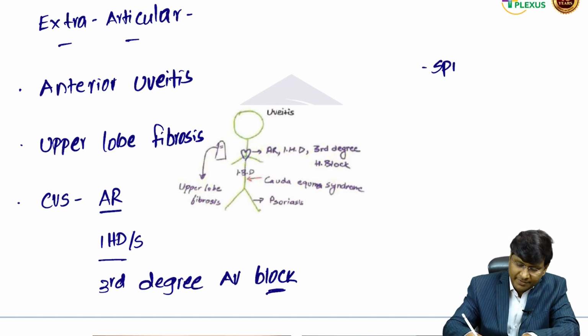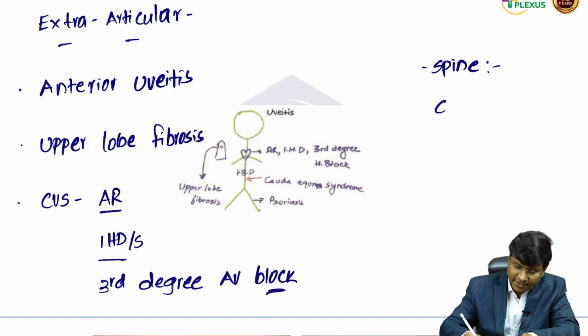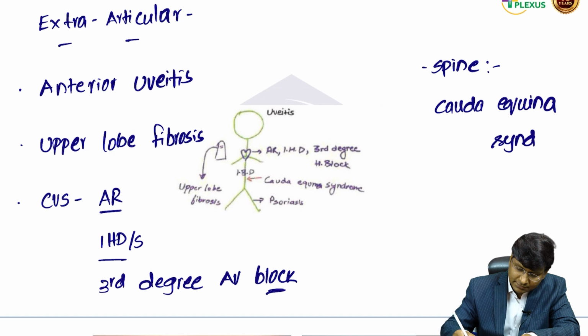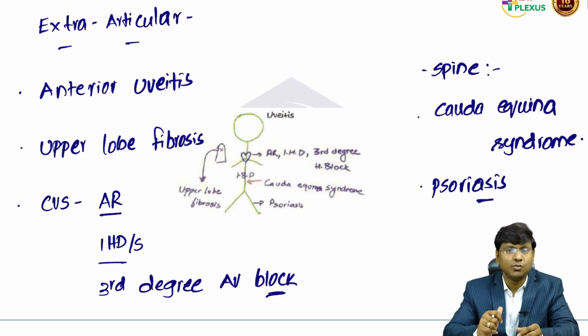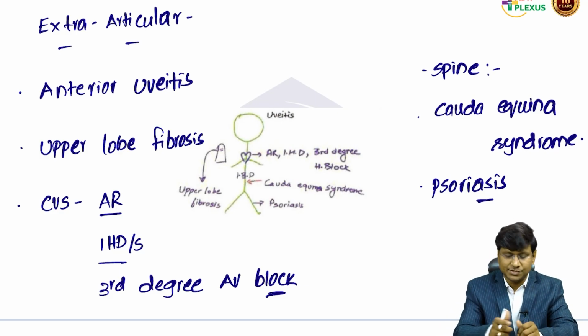And if you take the involvement of the spine, that will be in the form of what is called the SAPHO syndrome. Right, the SAPHO syndrome. Okay, and what will be the skin involvement? The skin involvement will be in the form of psoriasis. So these will be the extra-articular manifestations.